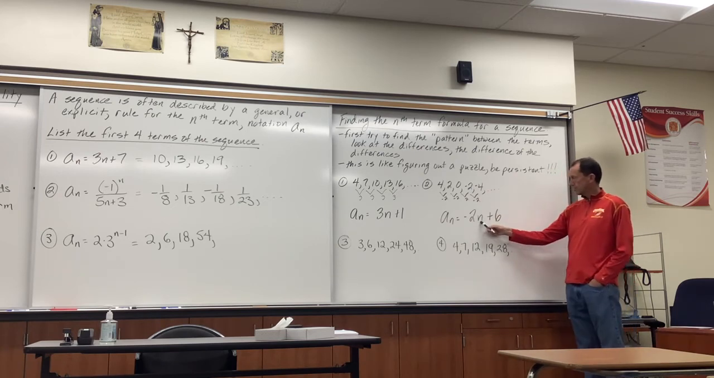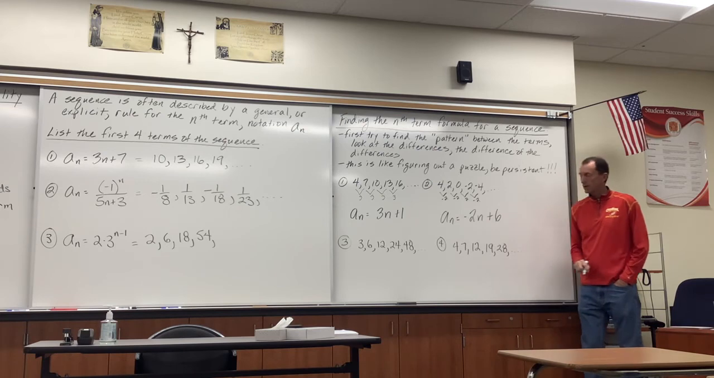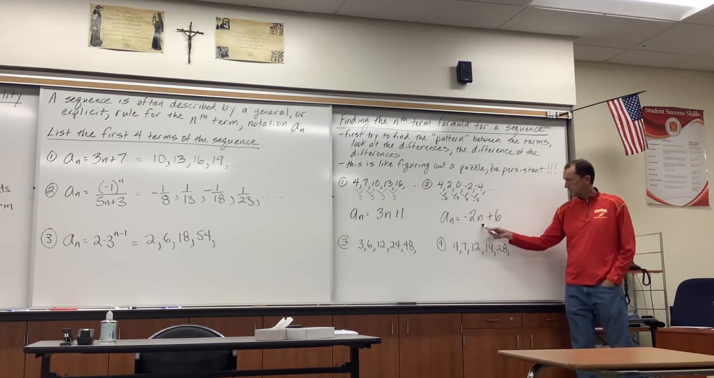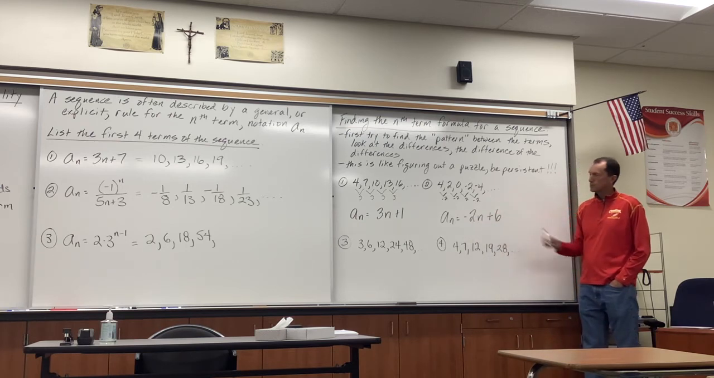We know it works for the first term, so negative 2 times 1 is negative 2 plus 6. If I plug in a 2, negative 2 times 2, negative 4 plus 6. Plug in a 3 to find the third term, negative 6 plus 6. Looks like we've got it nailed. So again, you can see using that difference as a multiplying factor in front of the variable, and then just trying to figure out what the adjustment factor is.